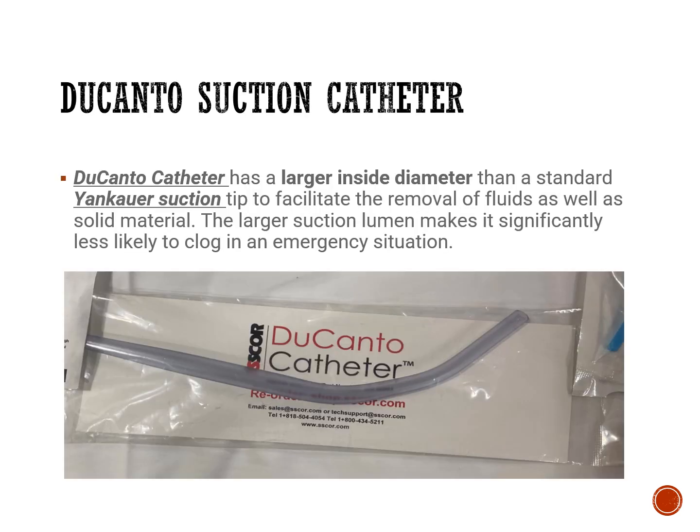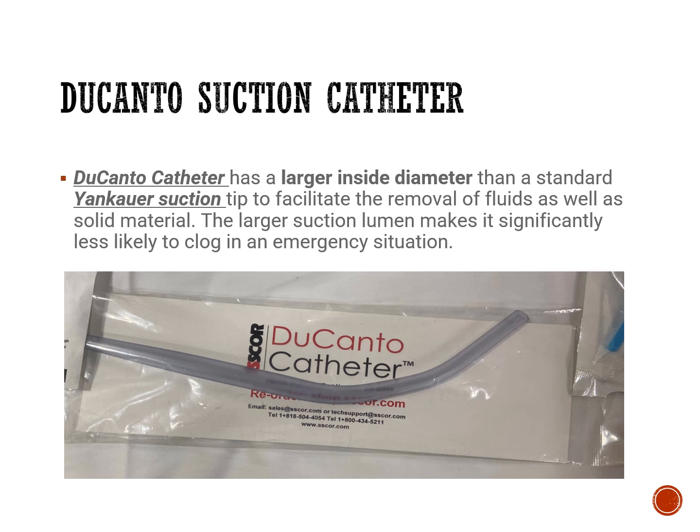Finally, after my mentioning it several times in the presentation, the Ducanto suction catheter, not quite as well known as a Yankauer, but it has a larger inside diameter than a standard Yankauer suction catheter to facilitate the removal of fluids, but not just fluids, more particularly solid and semi-solid material. And again, that larger lumen makes it significantly less likely to clog in an emergency situation.